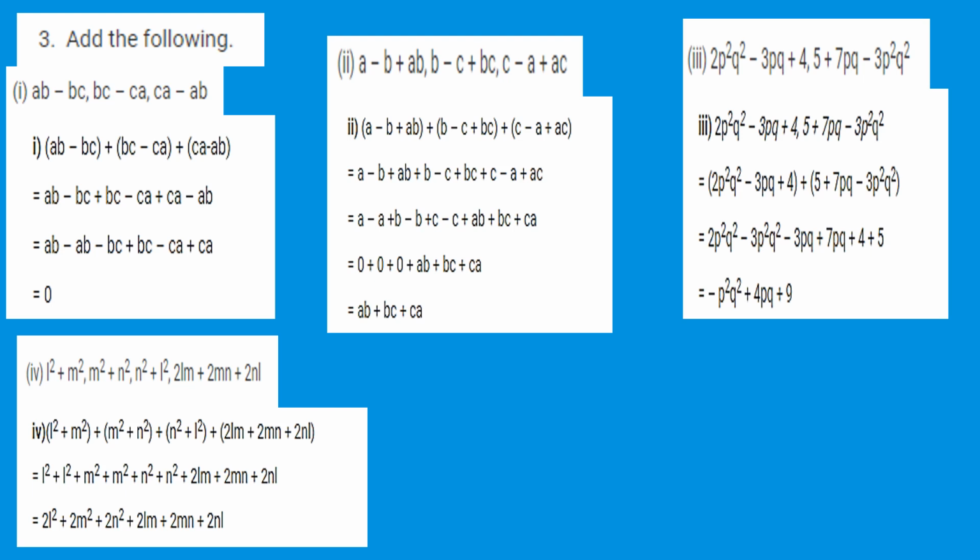So what happened? 3 take away 2, there is 1. So put it as p squared q squared. And here 7 take away 3 becomes 4, sign of the greater number, plus 4pq, and 5 plus 4 becomes 9. Similarly, let us go to the fourth sum. L squared plus m squared. Same method. First thing you form brackets, then bring the like terms together, and later you add or subtract seeing the greater number.